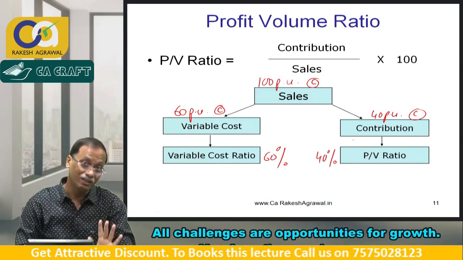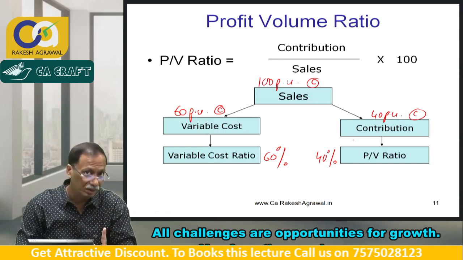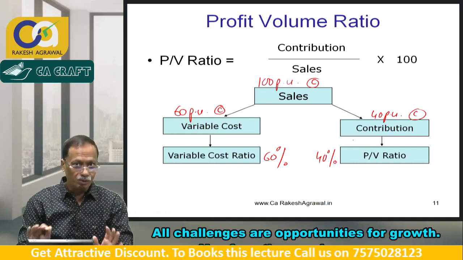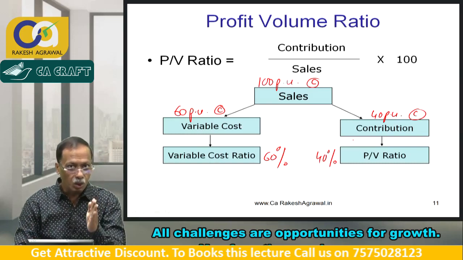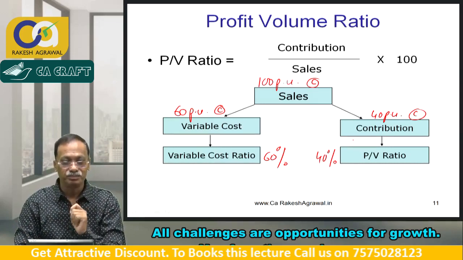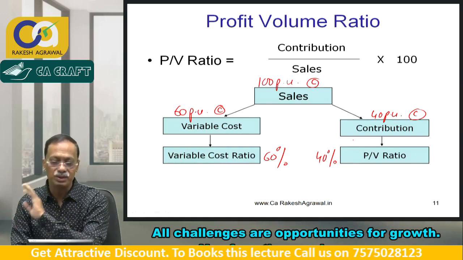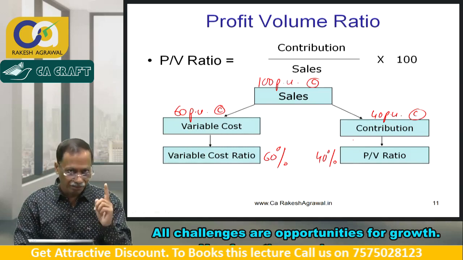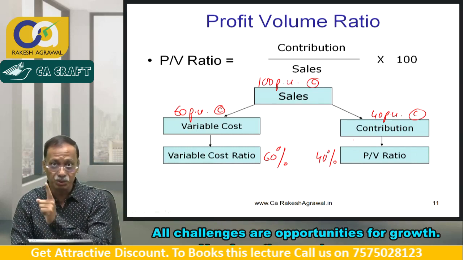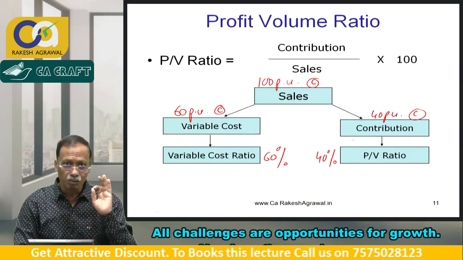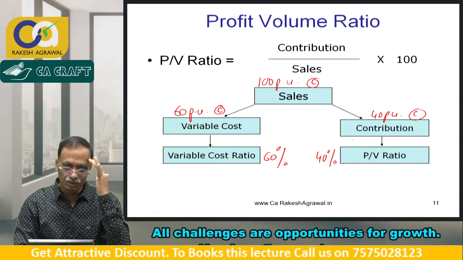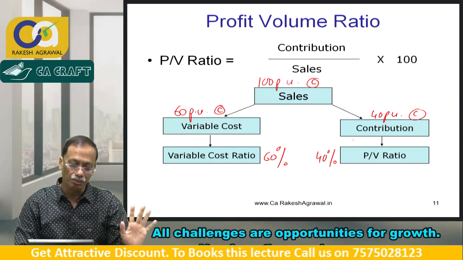If you want, you may write it somewhere in your notebook. I will utter the sentence again. From all this, what you have to understand is variable cost ratio and PV ratio remain constant. See, whatever you want to take down, it's your choice, right? Either store it in your mind, or if you think that this will get evaporated, you will forget, then put it down in your notebook.